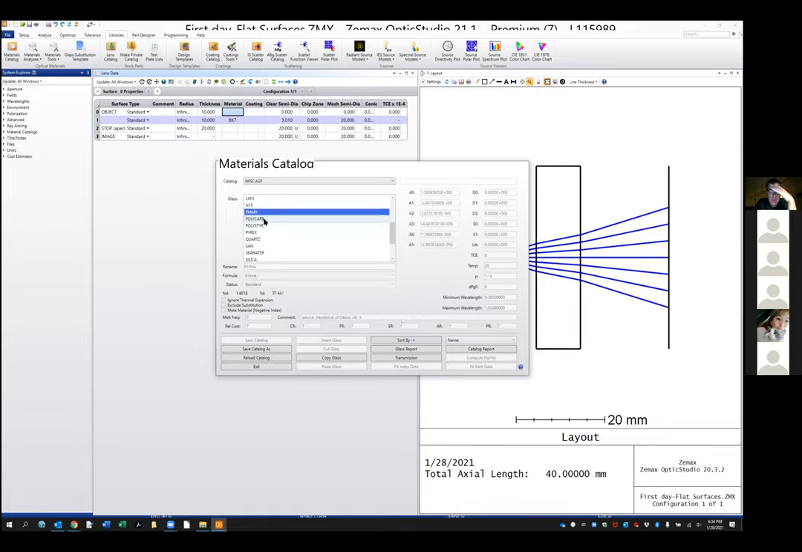PMMA, that's polymethyl methacrylate. This is polycarbonate, polystyrene, Pyrex. Again, I wonder why they have Pyrex rather than the Dow Corning catalog. Seawater. Good to know. Seawater.